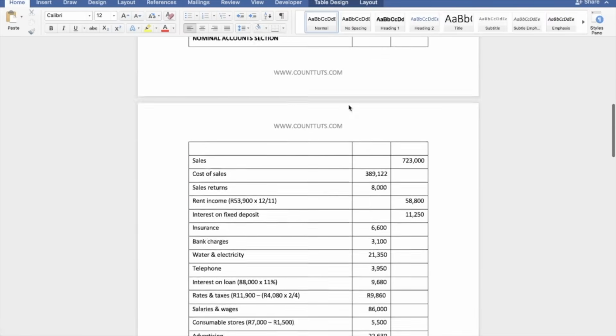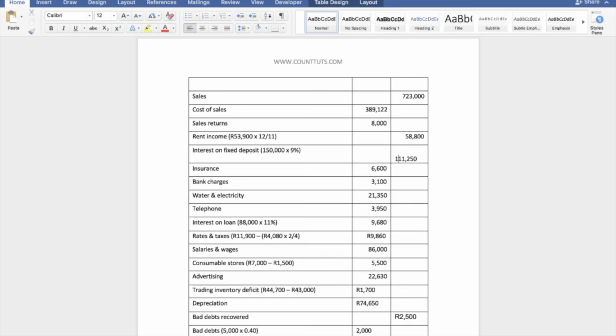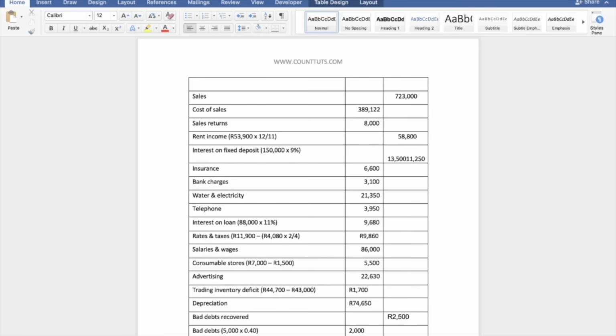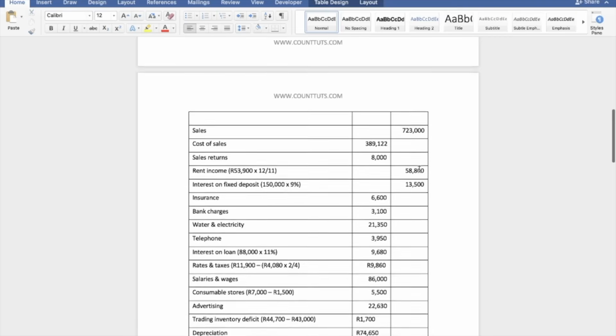All right, so let's go back here. You can see the interest on fixed deposit is currently at 11,250. So we write here 150,000 rand times that 9%. Right, and let's see how much that gives us. 13,500 rand. So I'm going to put here 13,500. So it should be 13,500, but look at what we have accounted for. We've only accounted for 11,250 rand. That means we still need to receive the remaining. So that is what we call accrued income, or income that we are yet to receive. So it is an asset.